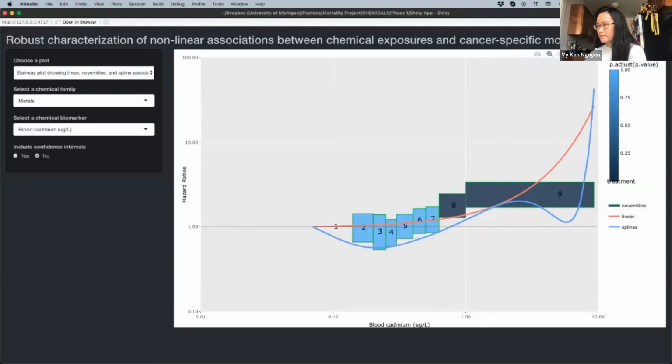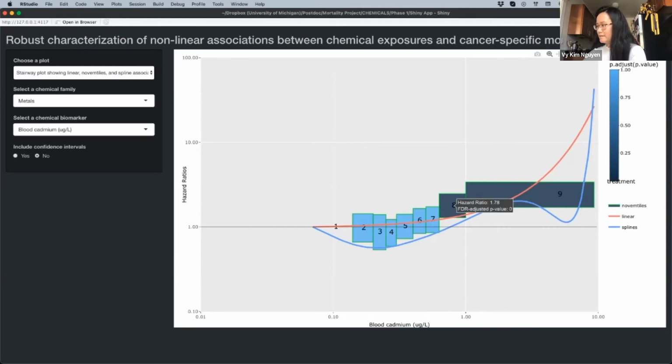The reference group here is 1. If we look at 8 right here, this is saying that a participant with blood cadmium levels between 0.63 and 1, so about the 80th percentile to about the 91st percentile, on average has a mortality risk that is 78% higher than those who have some of the lowest concentrations of blood cadmium. And 78% to me is really high.